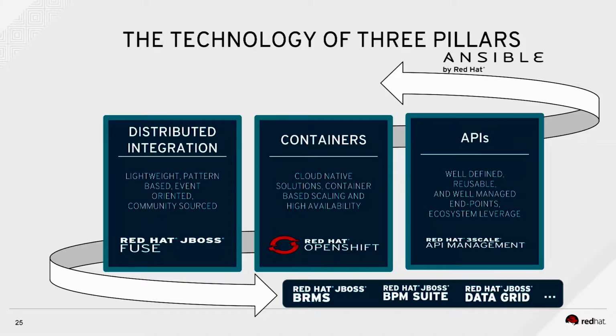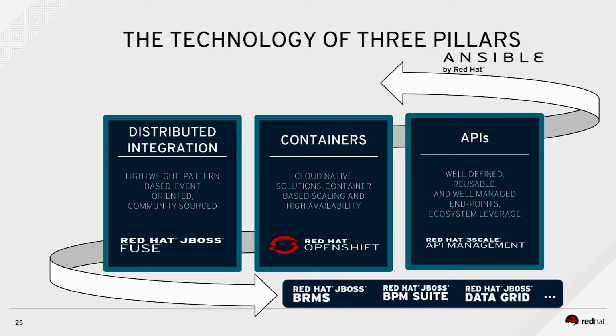Next I wanted to give a quick overview of the technology that aligns with this capability. With respect to distributed integration, Red Hat JBoss Fuse is a lightweight integration platform that provides the distributed integration capability. It also includes messaging, which plays a very important role in real-time communication. We also have a separate product, JBoss AMQ, but that's all included as part of Fuse. For APIs, you have the Red Hat 3scale API management platform, which provides a way to manage and control those APIs. And for containers, it's the Red Hat OpenShift platform.